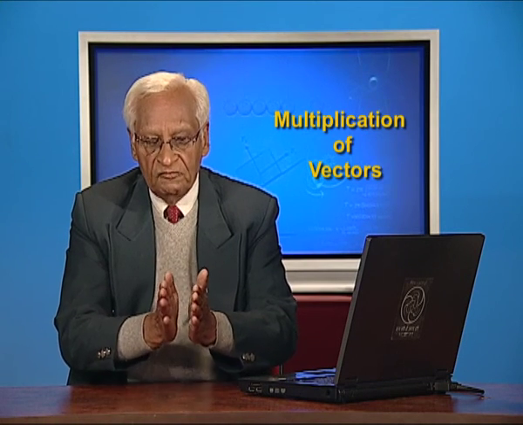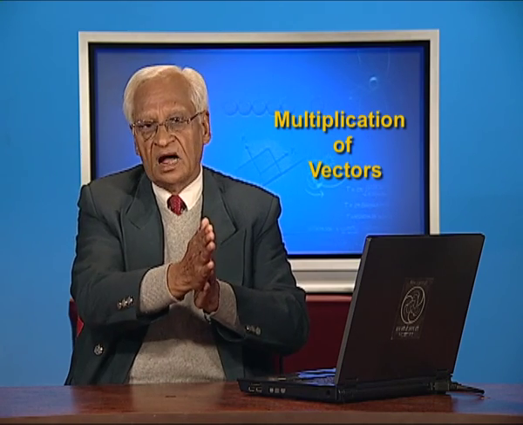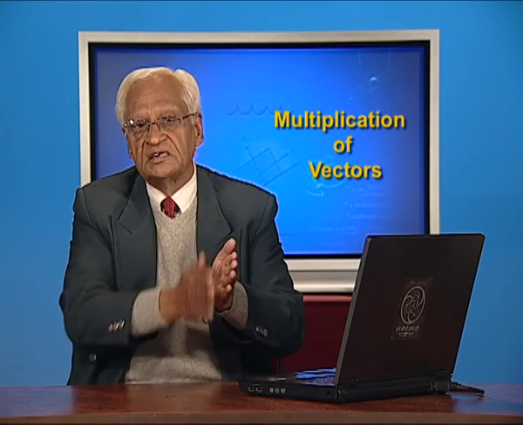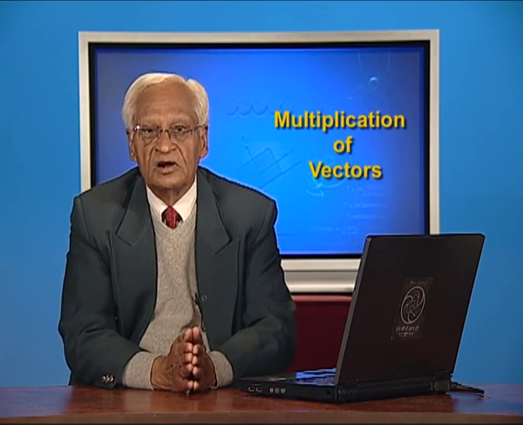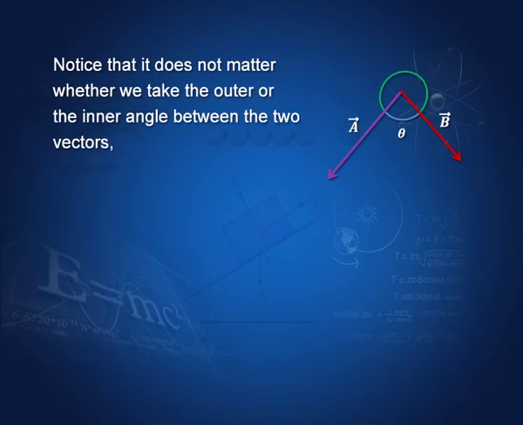So, when force F and displacement d make an angle theta with each other, then the work done is F d cos theta. Notice that it does not matter whether we take the outer or the inner angle between the two vectors. We have shown here the inner angle is theta, the outer angle is pi minus theta, because cos theta is equal to cos pi minus theta.